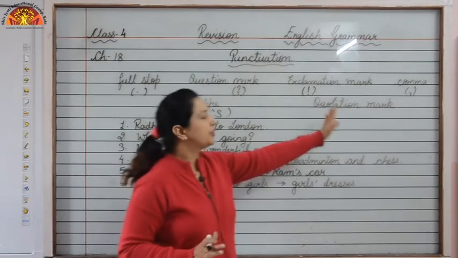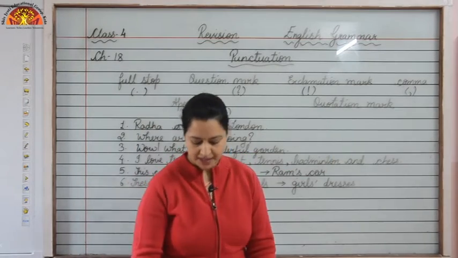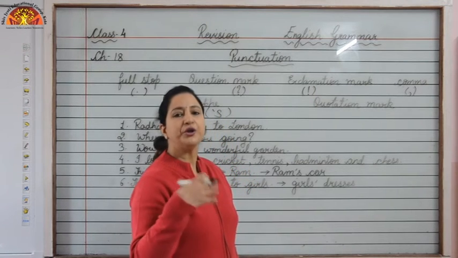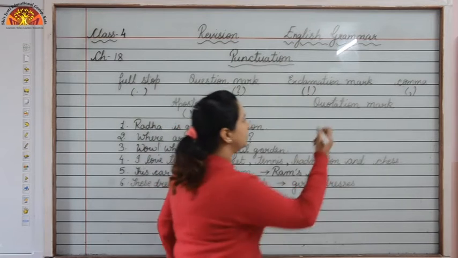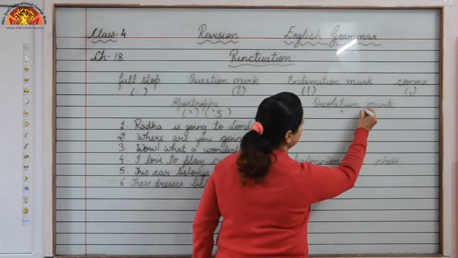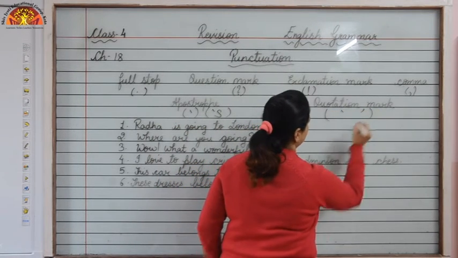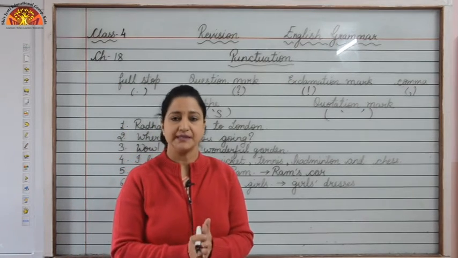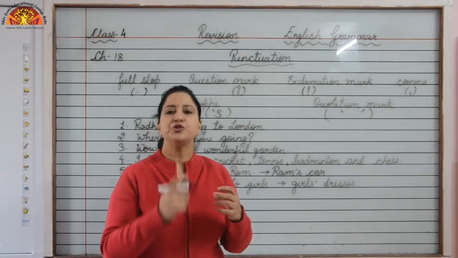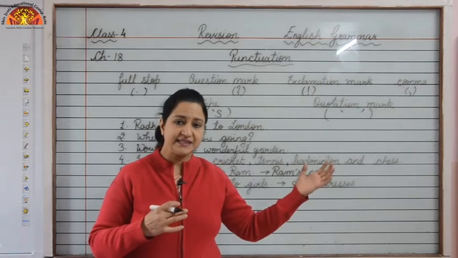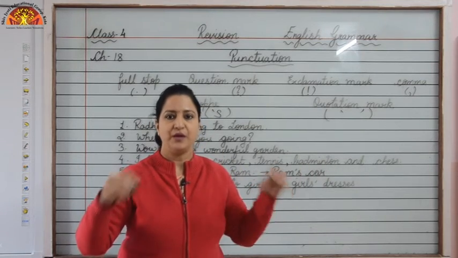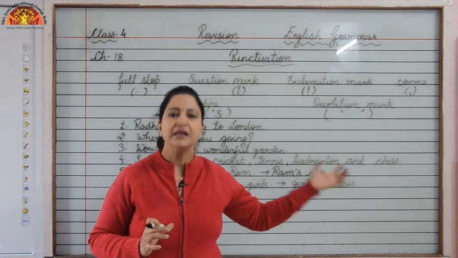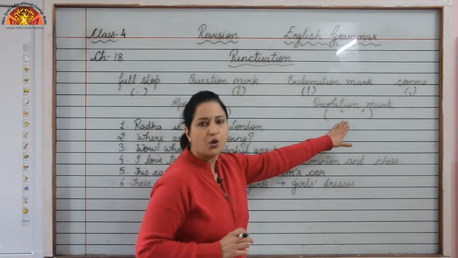Let's move to quotation marks. On page number 82, the quotation mark is there, or you can say these are inverted commas, like this. Now where to use quotation marks or inverted commas? When we want to write the exact words said by someone, we use inverted commas.